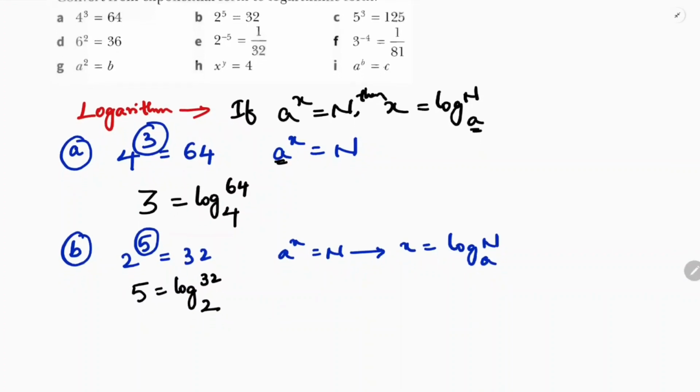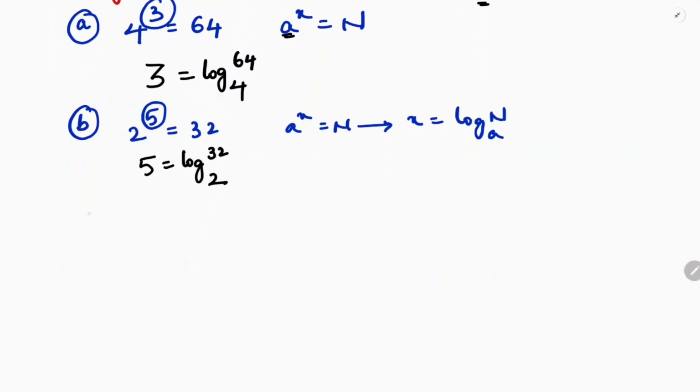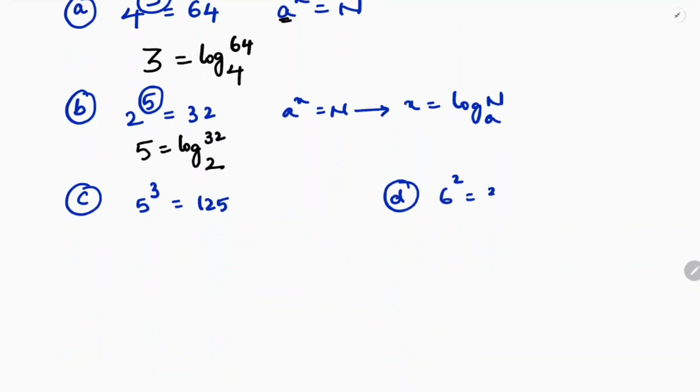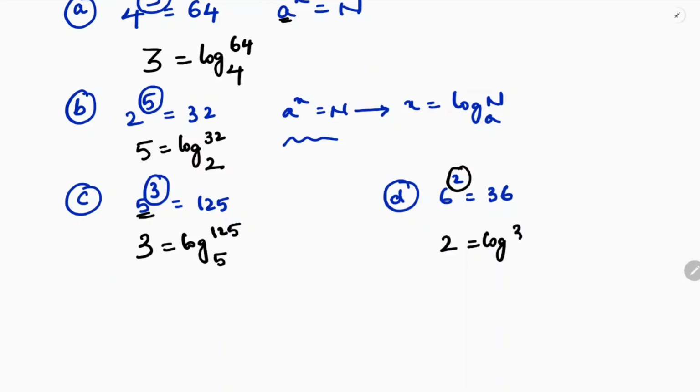Next question, 5 cube equals 125. C, 5 cube equals 125. Next, D is 6 square is 36. Now here again, with the help of the definition, in place of x we have 3. 3 equals log 125, and base here it is 5. So here logarithm 125 to the base 5. Here in place of x, 2. Log n, in place of n 36, and base is 6.